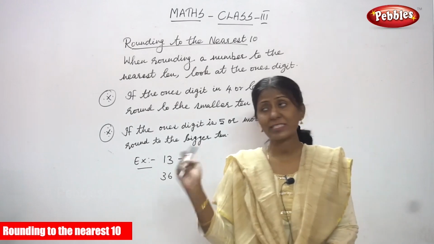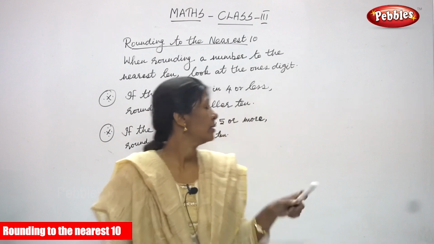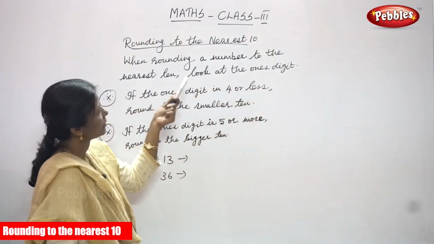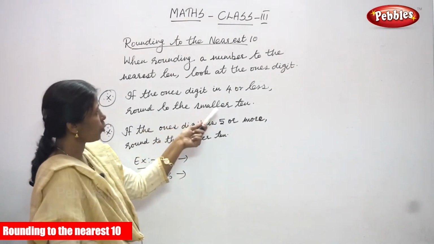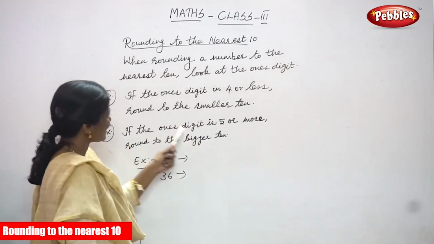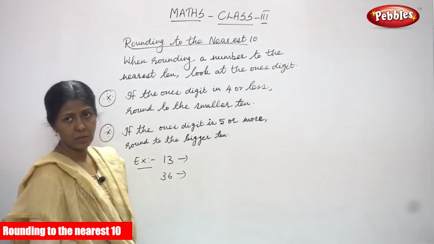Now we are going to see rounding to the nearest 10. Look at this. When rounding a number to the nearest 10, look at the ones digit first. If the ones digit is 4 or less, round to the smaller 10. If the ones digit is 5 or more, round to the bigger 10. That is the only thing.